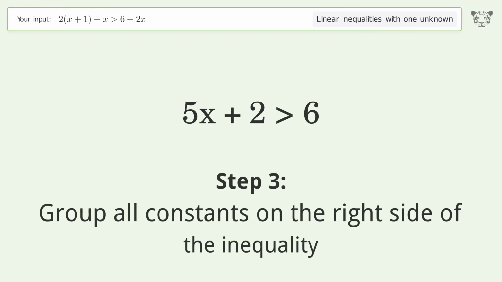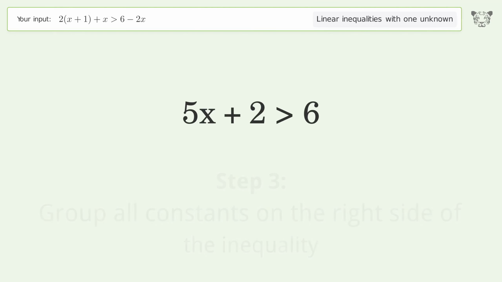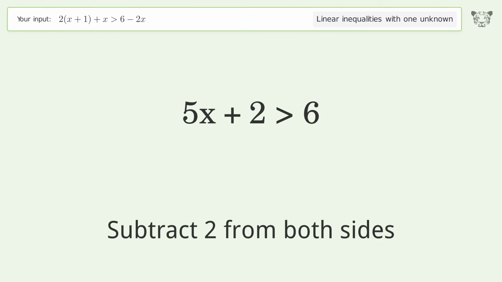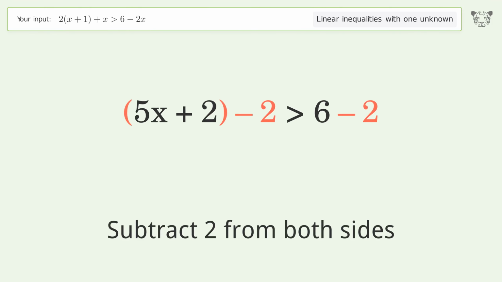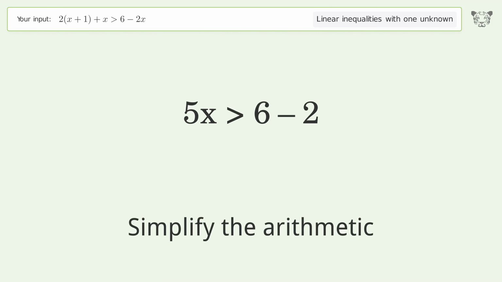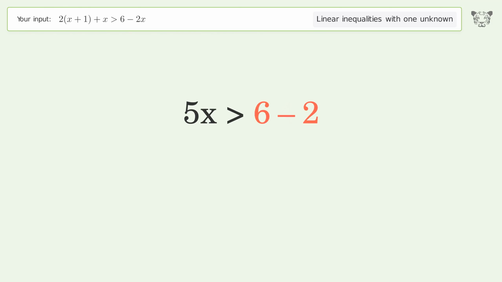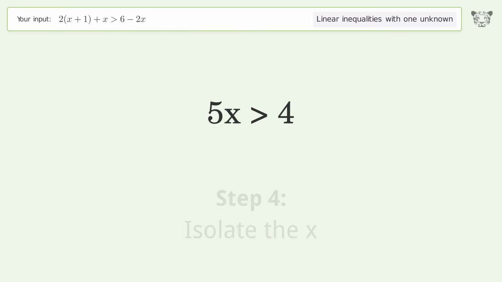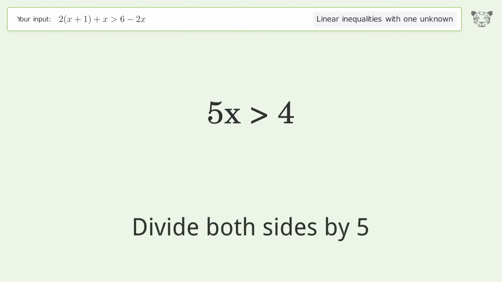Group all constants on the right side of the inequality. Subtract 2 from both sides. Simplify the arithmetic. Isolate the x. Divide both sides by 5.